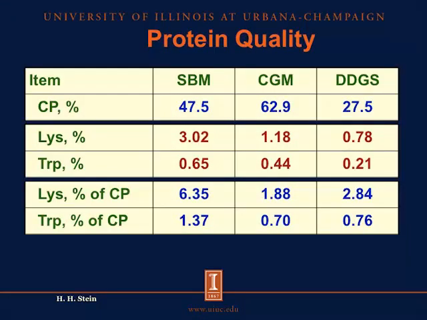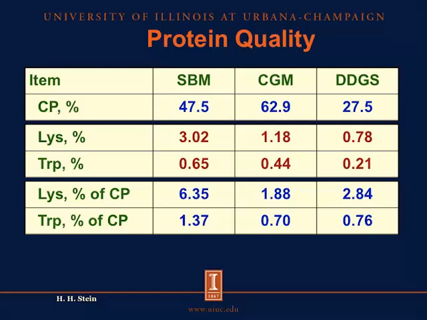We also know that the quality of the protein varies among different feed ingredients. And here we can see the concentration of crude protein in soybean meal, corn gluten meal, and DDGS. And we can see that corn gluten meal contains more protein and DDGS less protein than soybean meal. However, when we look at the concentration of lysine and tryptophan, we can see the concentration is much less in corn gluten meal and also in DDGS compared with soybean meal. And that is easily illustrated if we calculate the concentration of lysine and tryptophan as a percentage of crude protein in each of these ingredients.